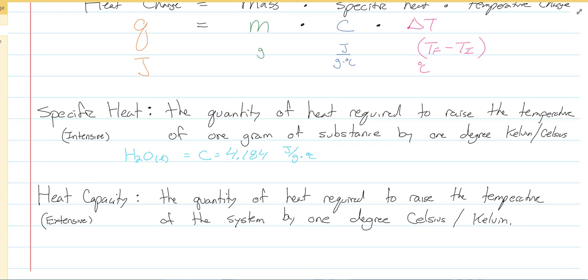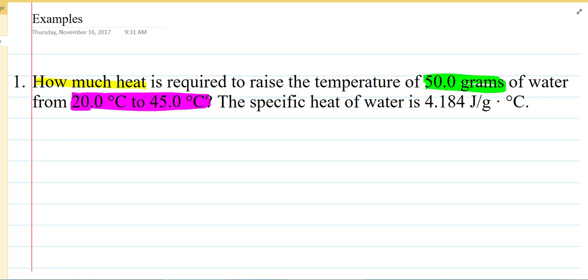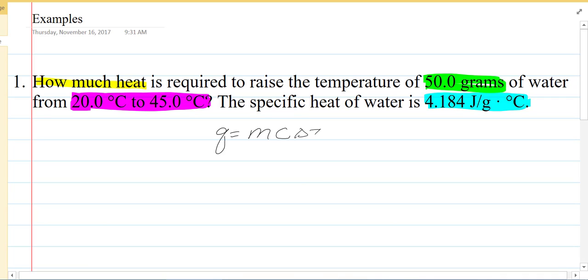Let's do 2 examples of this Q equals mc delta T. How much heat, there's your question right there. How much heat is required to raise the temperature of 50 grams of water from 20 degrees Celsius to 45? And it gives you the specific heat of water, 4.184 joules per gram degree Celsius. Q equals mc delta T. We're looking for Q, right? How much heat?